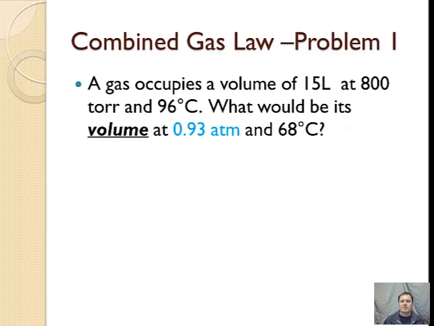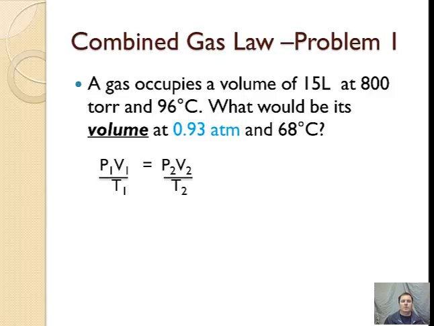Problem number 1 says a gas occupies 15 liters at 800 torr and 96 degrees Celsius. What would be its volume at 0.93 atmospheres and 68 degrees Celsius? A couple of things I notice right away. My temperature is in degrees Celsius, so I'm going to have to convert that to Kelvin, right? I add 273 to those. And if I look at my pressures, one is in torr, the other one is in atmospheres. So we're going to have to go to either atmospheres or torr. For this problem, I'm going to go to torr. Remember that 1 atmosphere is equal to 760 torr.